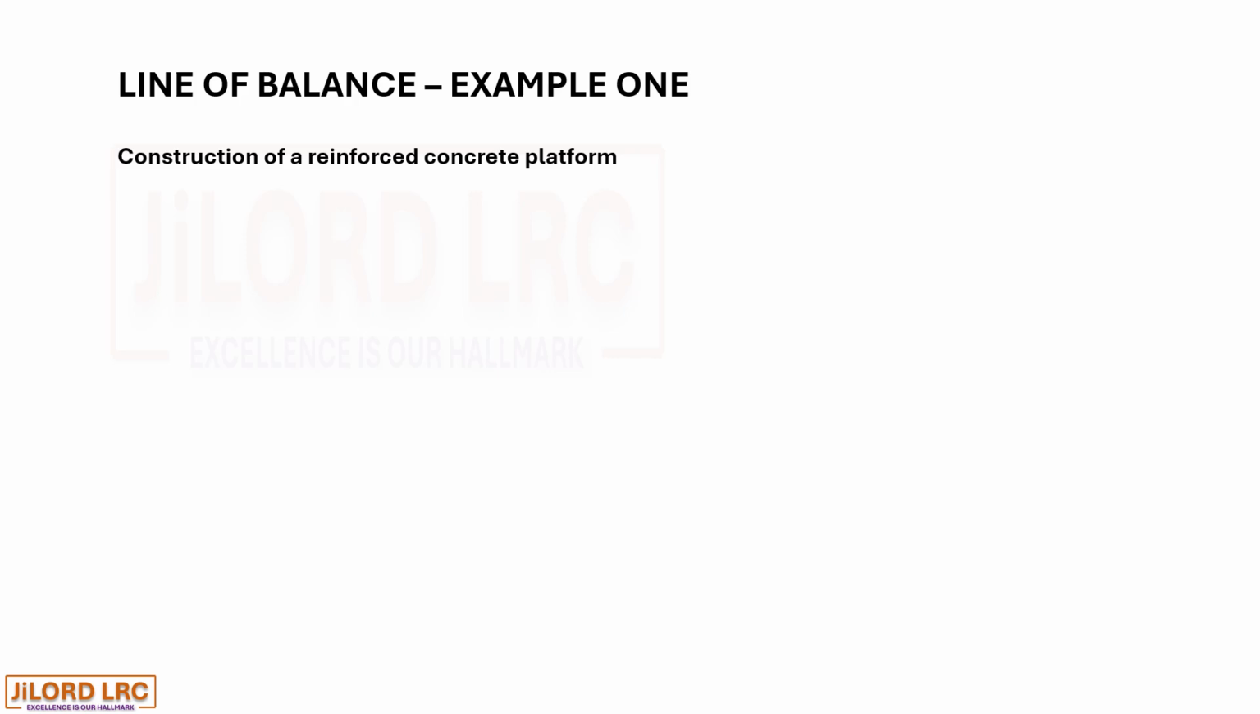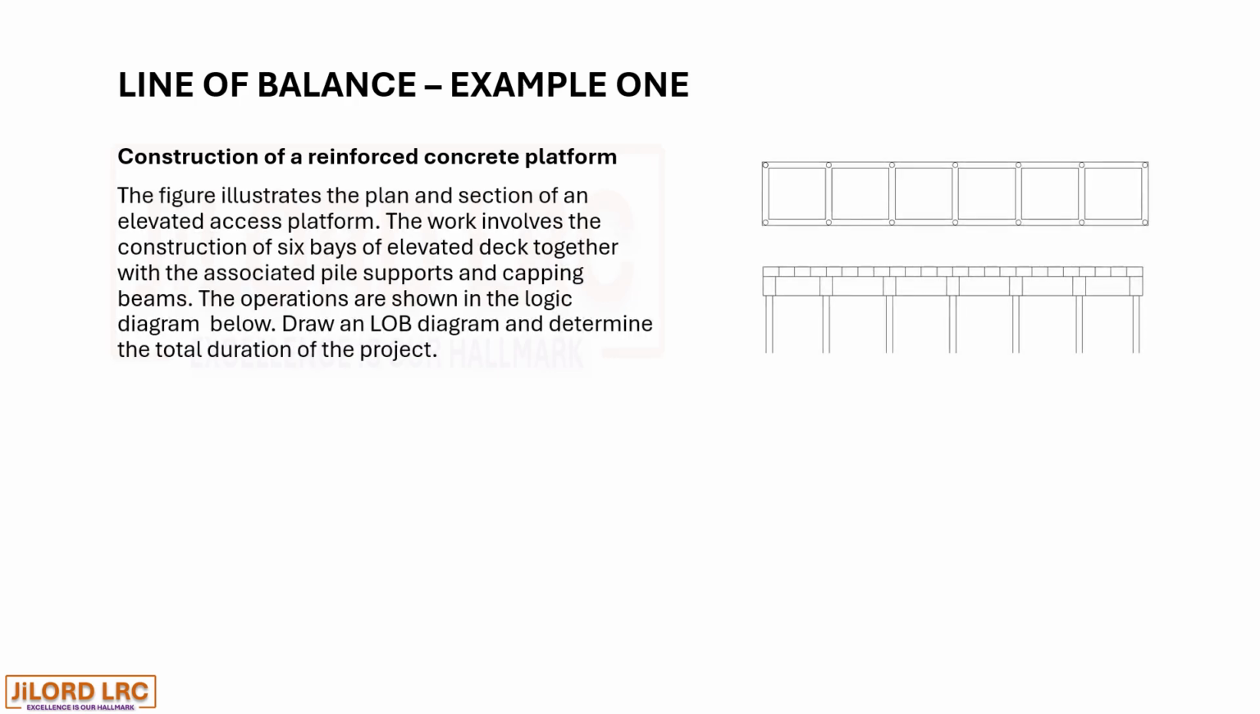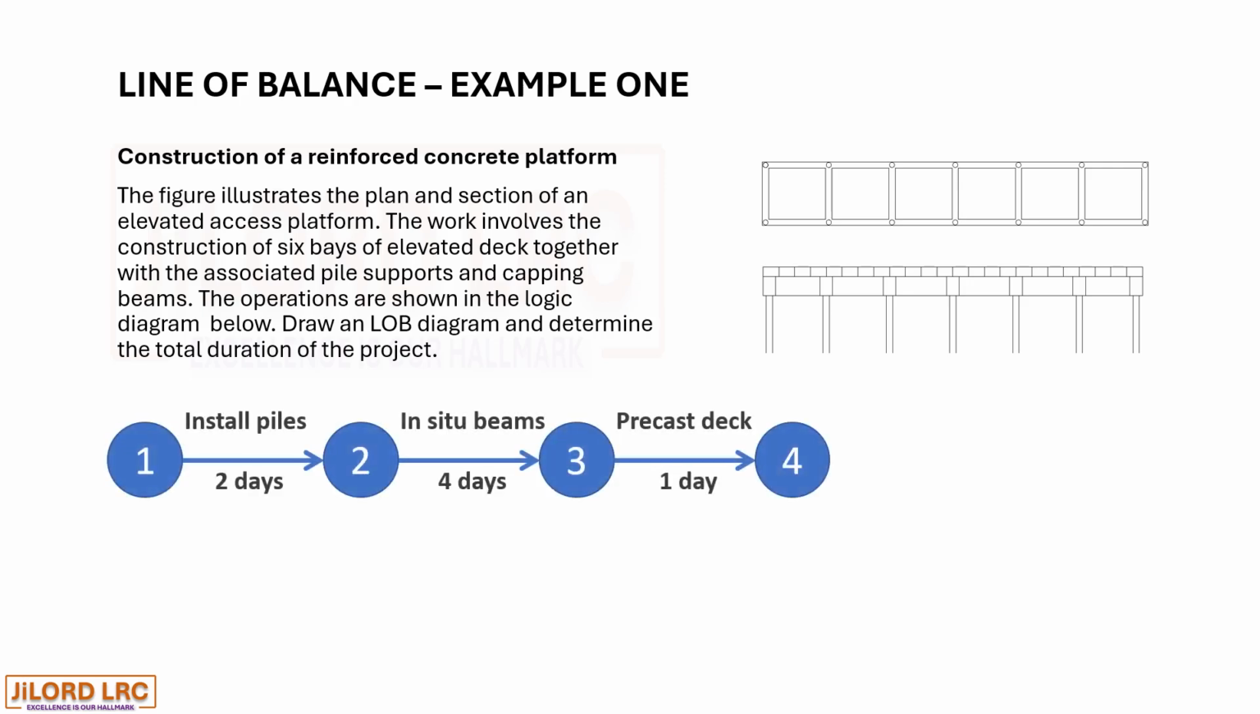Construction of a reinforced concrete platform. The figure illustrates the plan and section of an elevated access platform. The work involves the construction of 6 bays of elevated deck together with the associated pile supports and capping beams. The operations are shown in the logic diagram below. Draw an LOB diagram and determine the total duration of the project.